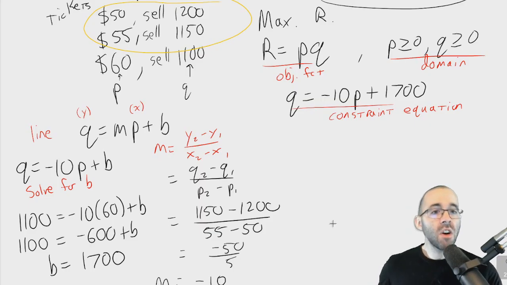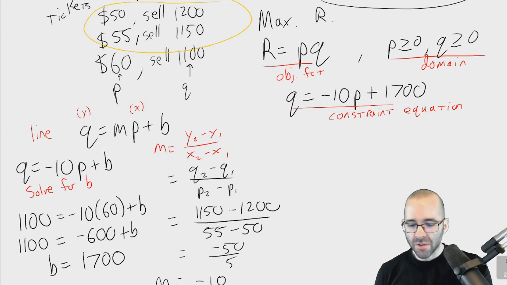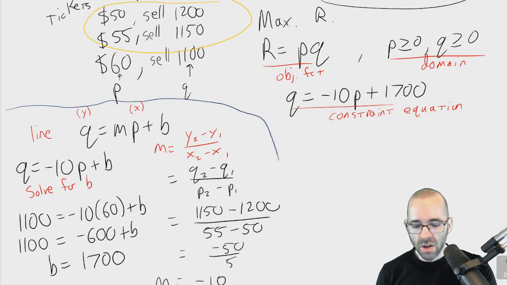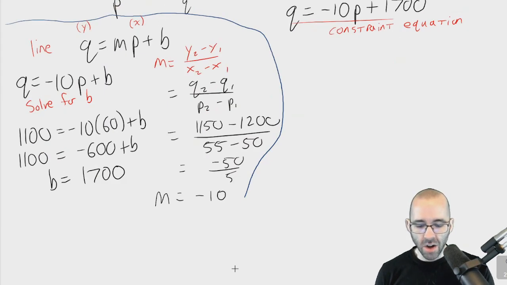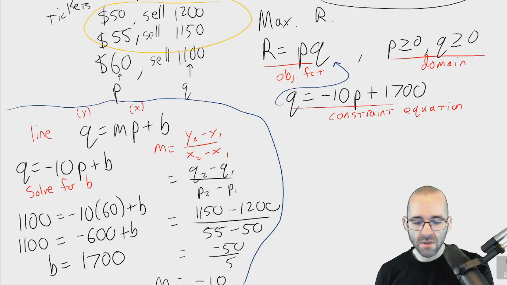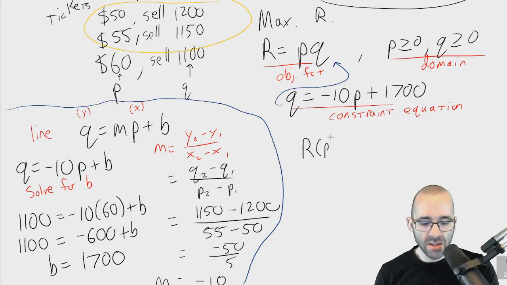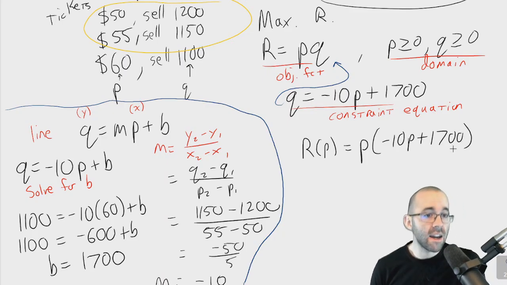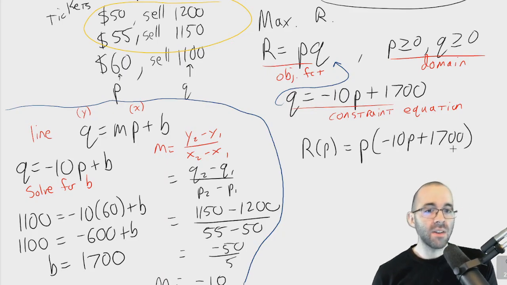The next step was solving our constraint equation for one variable so we can substitute it into the objective function. Well, I've got good news for everyone. Our constraint equation is already solved for one variable, so we can just plug it in directly. Let's plug it in to our objective function. And now we get revenue as a single function of P: P times Q, and Q is negative 10P plus 1,700. We've already done very similar things in this class.